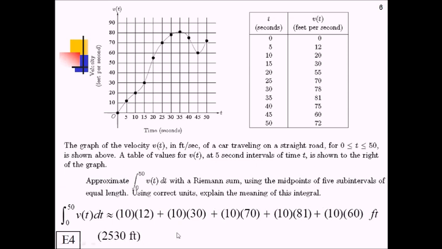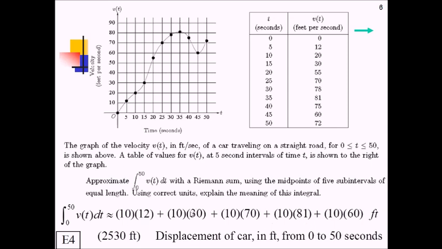But what you do have to do, they wanted you to explain the meaning of this integral. So what does the integral of velocity from 0 to 50 actually tell us here? So the integral of velocity is going to be the displacement of our car in feet. And now in order to get full credit on this, you have to give the time interval. So from 0 to 50 seconds. If you're missing that time interval, you don't get the credit.